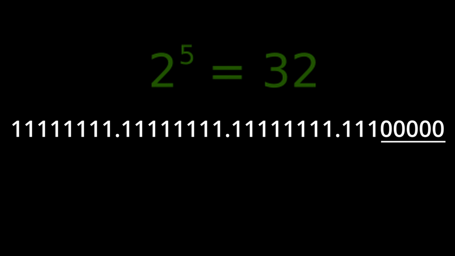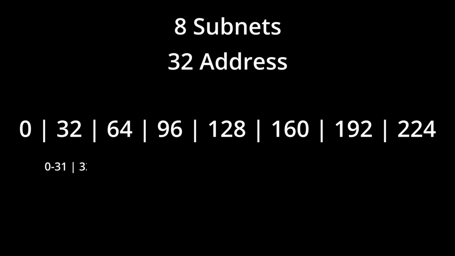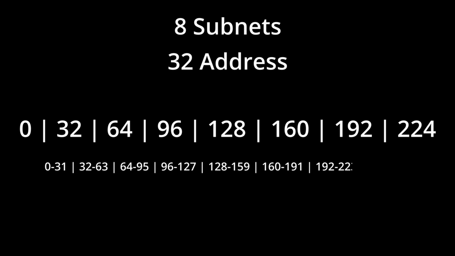In the host portion of the 4th octet, we're left with 5 host bits. 2 to the power of 5, or 2 times 2 times 2 times 2 times 2, equals 32. So we'll have 8 subnets, a range of 32 addresses: 0, 32, 64, 96, 128, 160, 192, and 224, split up as 0 through to 31, 32 through to 63, 64 through to 95, 96 through to 127, 128 through to 159, 160 through to 191, 192 through to 223, and 224 through to 255.